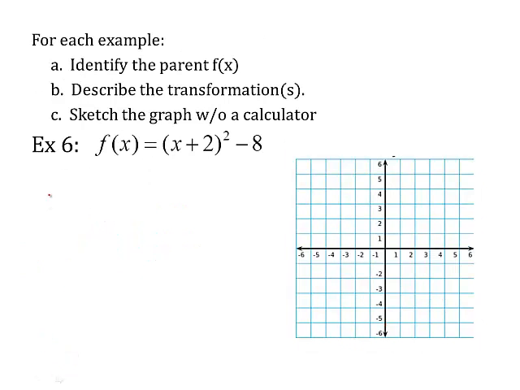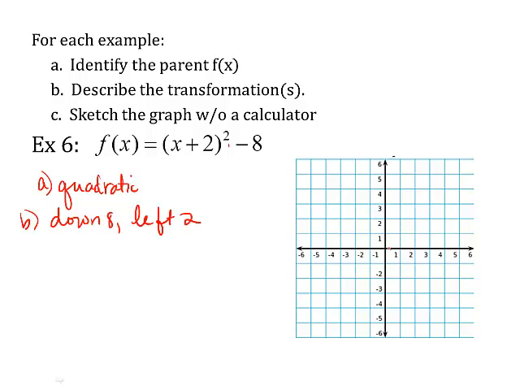Let's try another one. Identify the parent, describe transformations, sketch the graph. This is quadratic, so the parent function is quadratic. The minus 8 means I'm going down 8. The plus 2 means I'm going to move left 2 units. Usually it centers right at 0, 0, so I'm going to go down 8. I'm going to go plus 2, so it's coming over here. I know my graph's not quite long enough, but it'll work. There's my transformed quadratic.